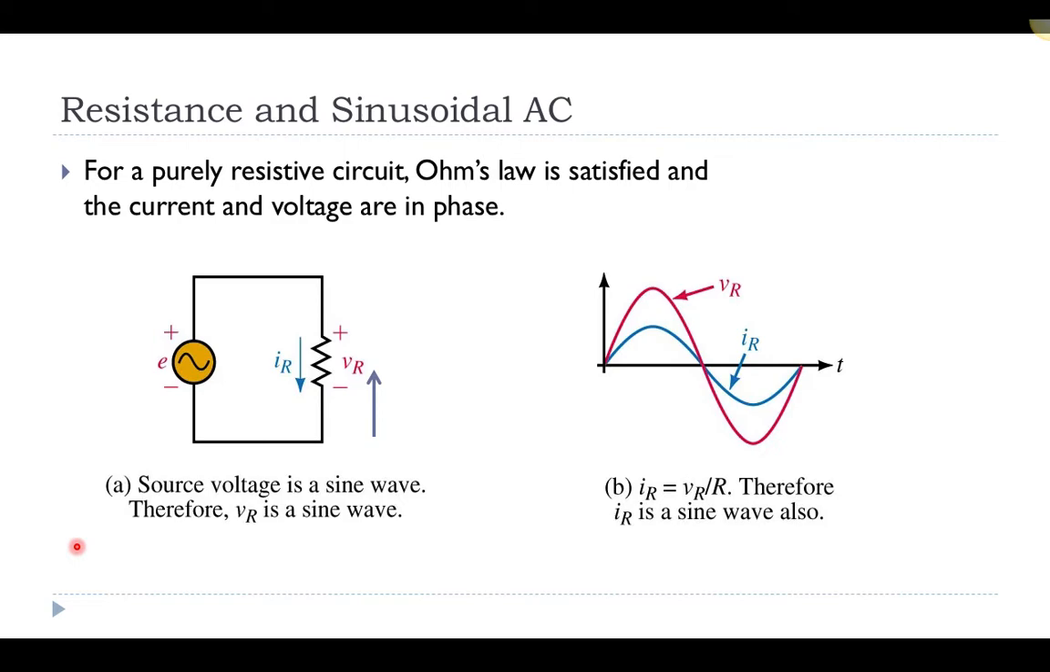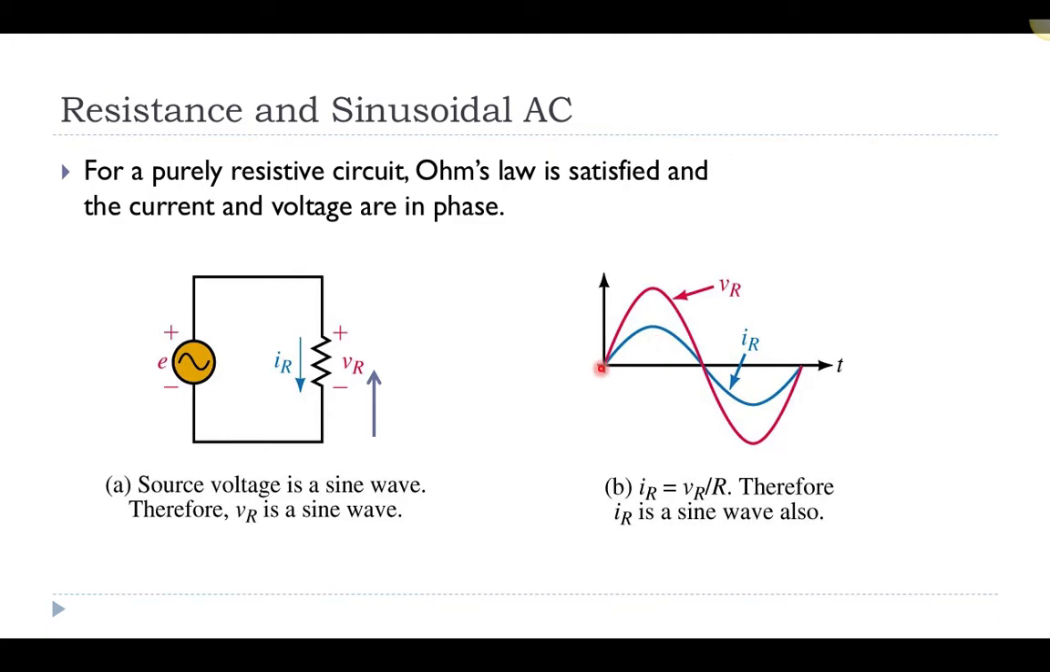If you have a purely resistive circuit, then Ohm's law is satisfied and the current and the voltage are in phase with one another. We know that V equals IR, so there's a direct relationship between voltage and current. As the voltage goes up, the current also goes up. So the voltage across the resistor and the current through that resistor are always going to be at a maximum at the same time and a minimum at the same time, just based on Ohm's law.